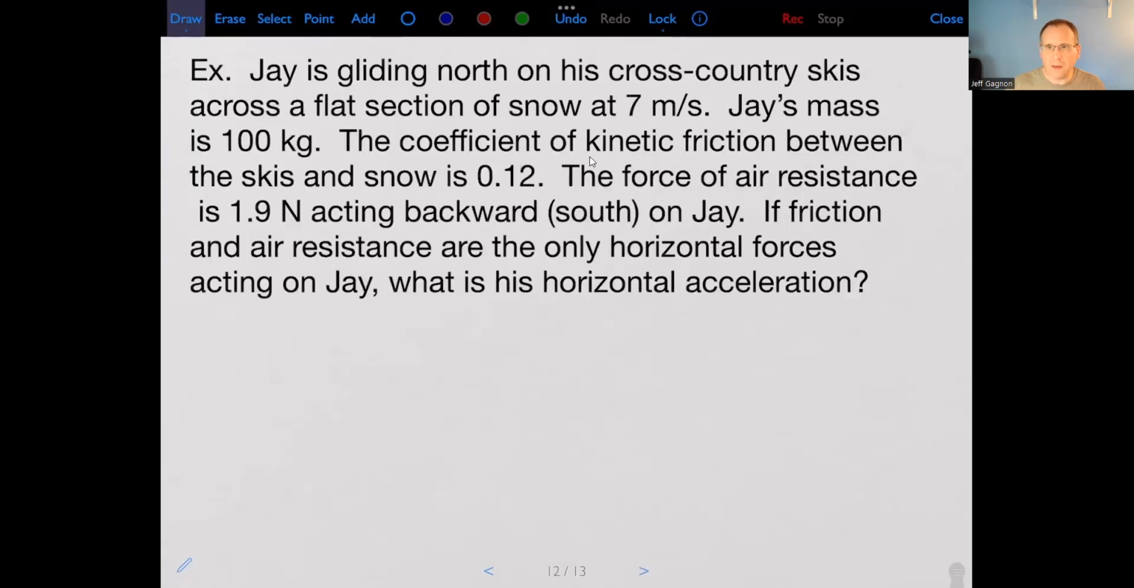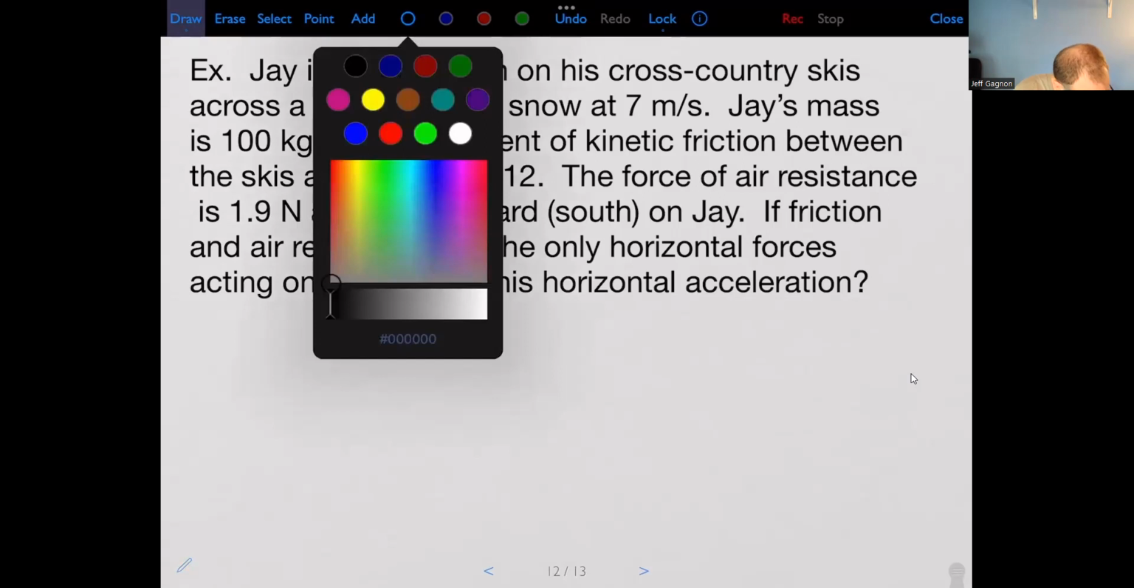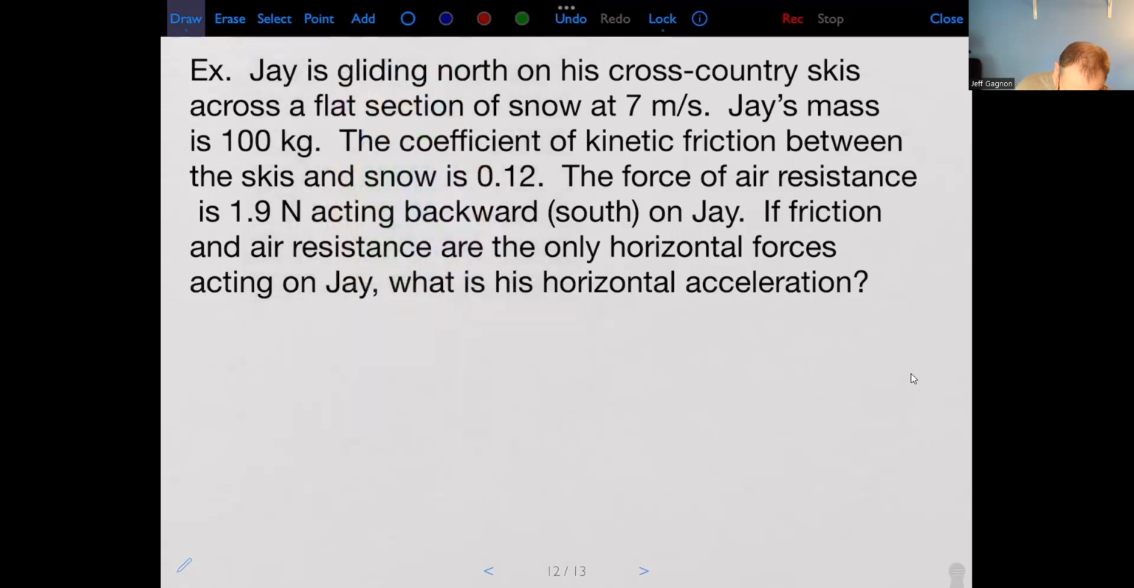In this one, you're told J is gliding north on his cross-country skis across a flat section of snow at 7 meters per second. His mass is 100 kilograms. You're also told that the coefficient of kinetic friction between the skis and the snow is 0.10. The coefficient of static friction is 0.12. You're also told that the force of air resistance, acting against him backwards or south, is 1.9 newtons. If friction and air resistance are the only horizontal forces acting on J, what is his horizontal acceleration? So ultimately, we're trying to find AX, the horizontal acceleration. So let me draw this picture first.